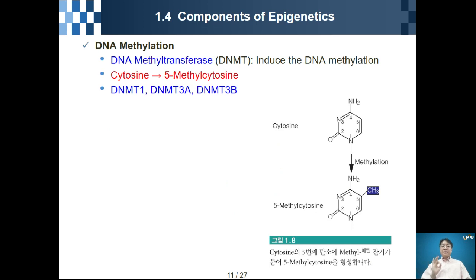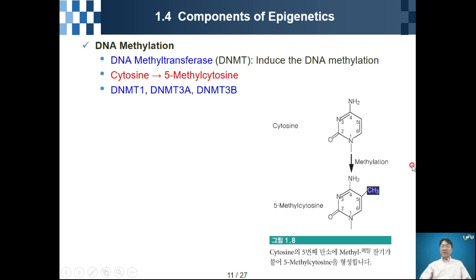So what is DNA methylation? Usually the cytosine, the base cytosine, this is cytosine. So usually in the 1, 2, 3, 4, fifth location, this carbon is methylated. So usually the methylation happens in the cytosine, especially at the fifth carbon. So we call it 5-methyl cytosine.